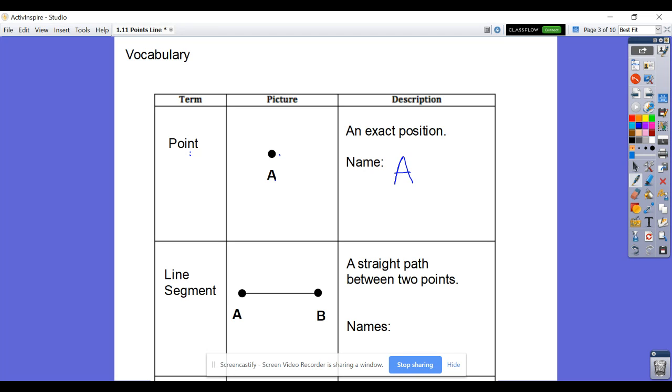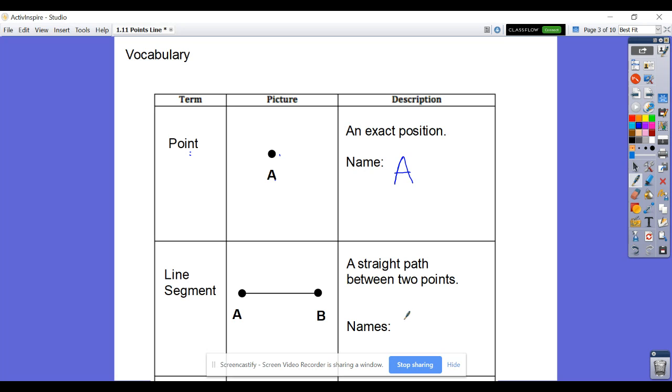The next vocabulary word is a line segment. Everybody say that. Line segment. One more time. Line segment. And let's move over to the description first. On the count of three, we're going to read it together. 1, 2, 3. A straight path between 2 points. So here, notice you have the line segment that's between the 2 points A and B.